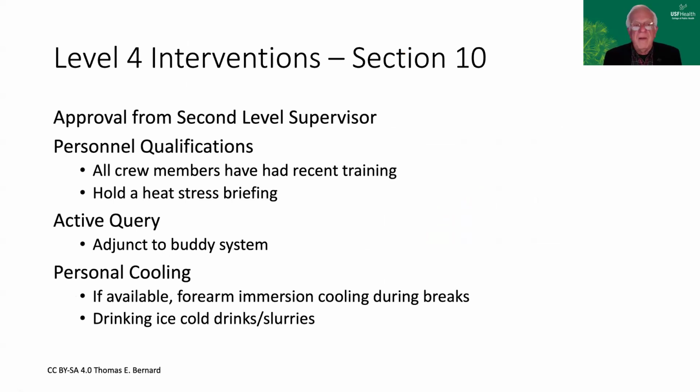Okay, on level 4 interventions, what we do is we up the ante on risk assessments by saying the approval has to come from a second level supervisor. So the first level supervisor is going to get in touch with the second level and say, we're moving into level 4. Is it okay for us to continue, or should we stop work? That's going to be a decision made by the second level. They ought to confirm that all the crew members have recent training, and you also hold a job briefing that you're now in level 4.